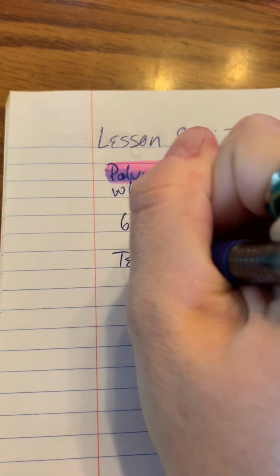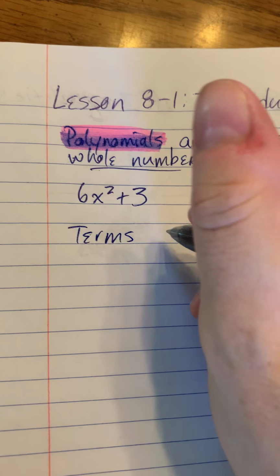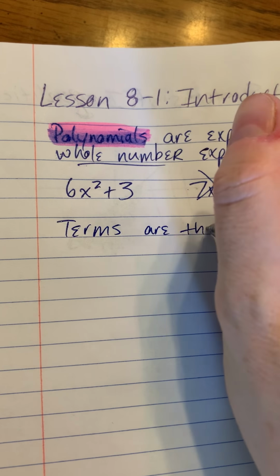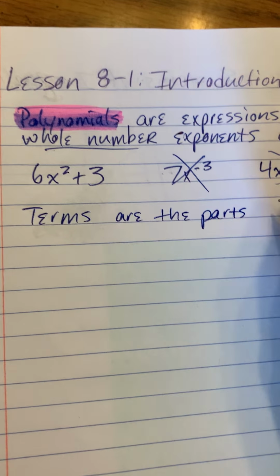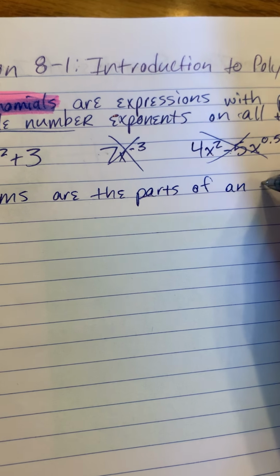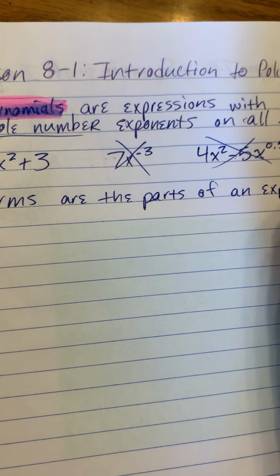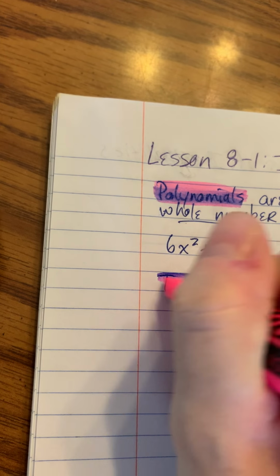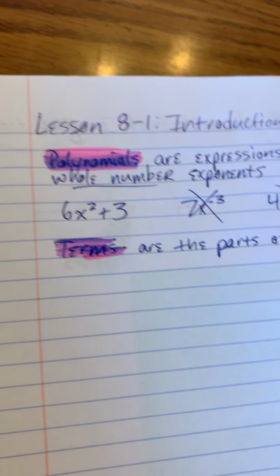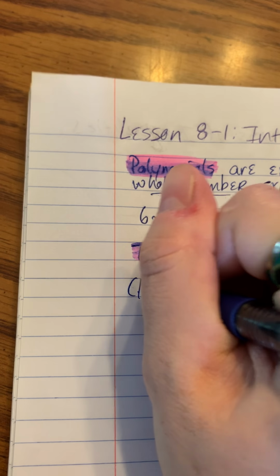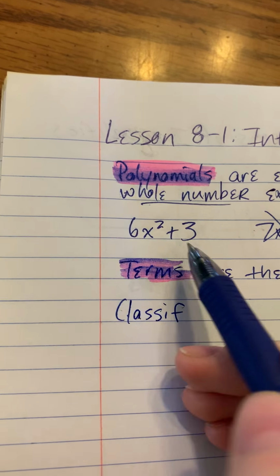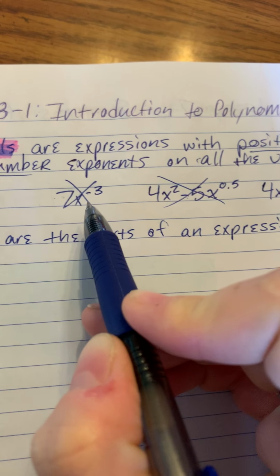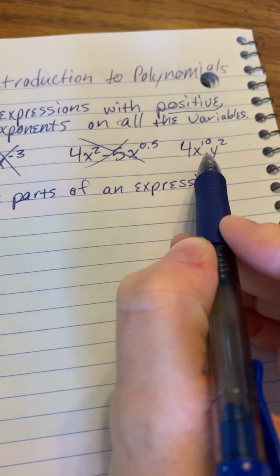Let me remind you that terms are the parts of an expression. So when you classify by terms, you're looking at how many parts it has. That has 2 parts, that has 1, that has 2 parts, that only has 1 because there's not a plus or minus sign in the middle.